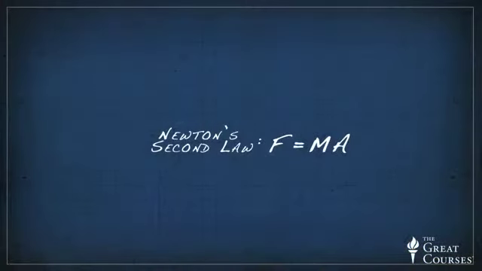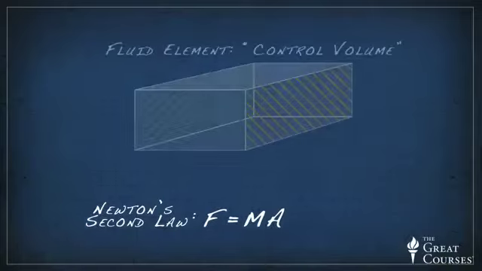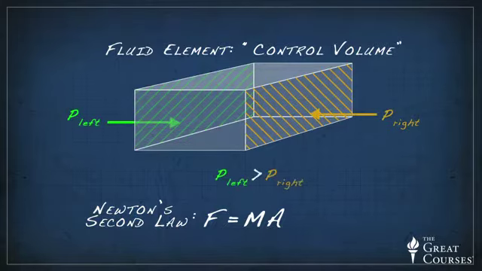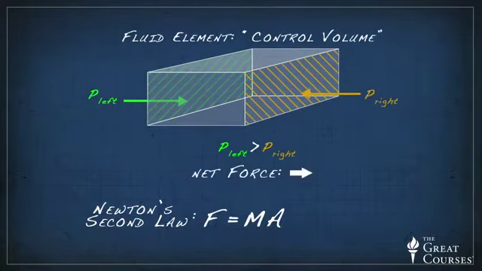Now, the Bernoulli equation is connected to Newton's second law, which states that force is equal to mass times acceleration. We can think of it in this way. A pressure difference acting across a fluid element, a small imaginary chunk of fluid called a control volume, provides a driving force on that control volume. If the pressure on the back side of the fluid element is higher than the pressure on the front, there is a positive force that pushes the fluid element forward.